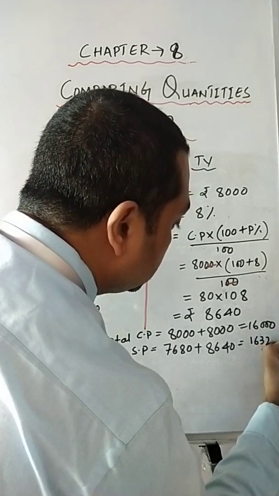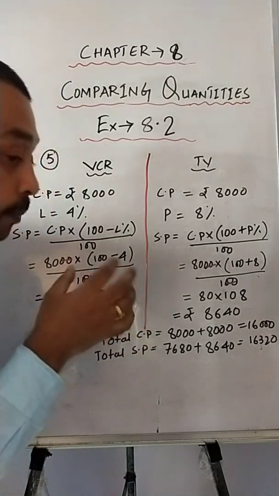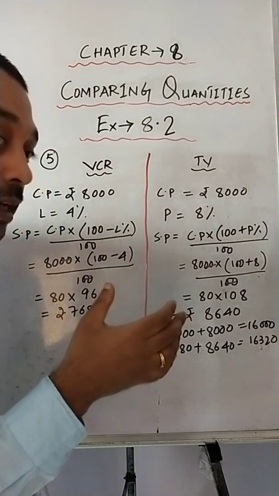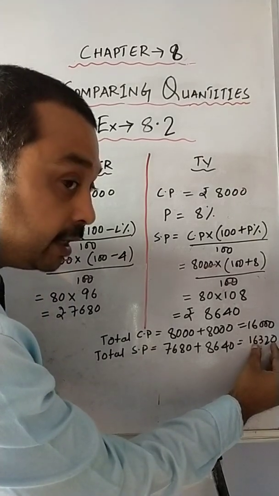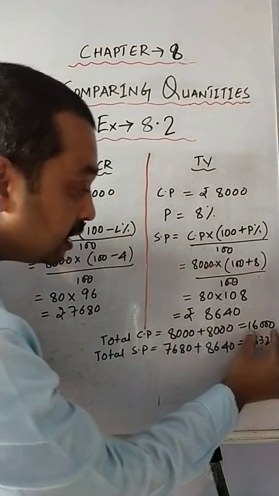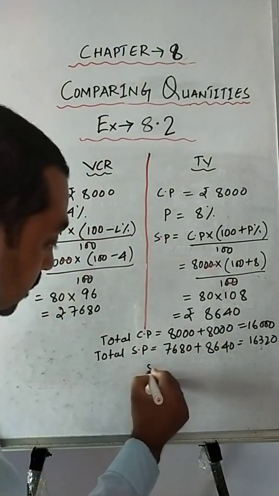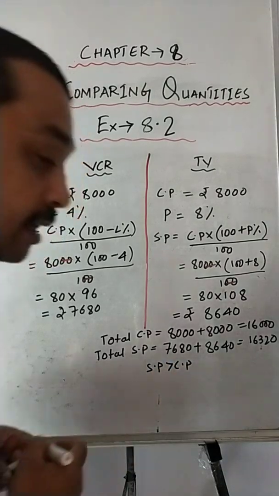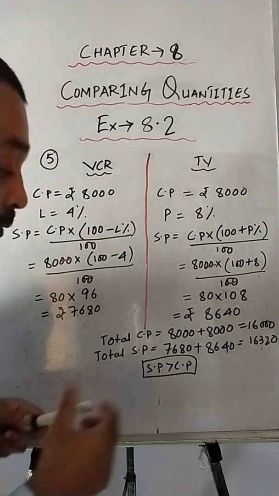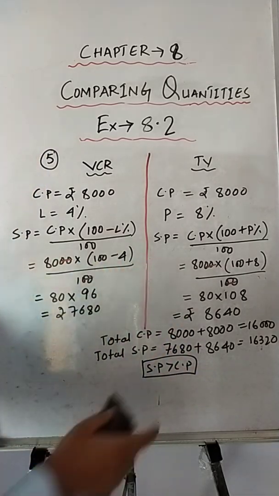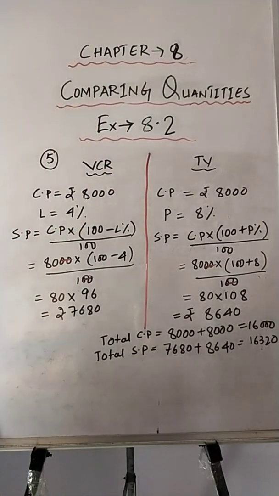16,320. Now you have to decide whether the shopkeeper has made a profit or suffered a loss. SP is 16,320. Cost price is 16,000. So SP is greater than CP. In this condition, the shopkeeper will obviously make a profit. When the selling price is more than the cost price, definitely he has made a profit.